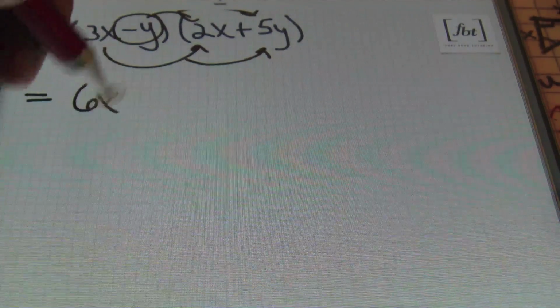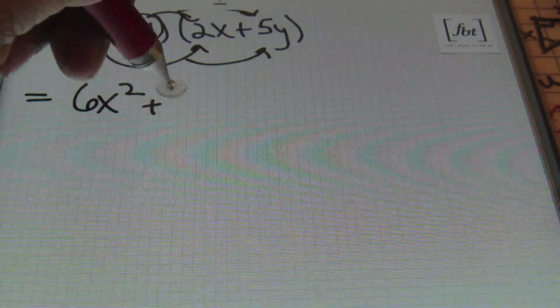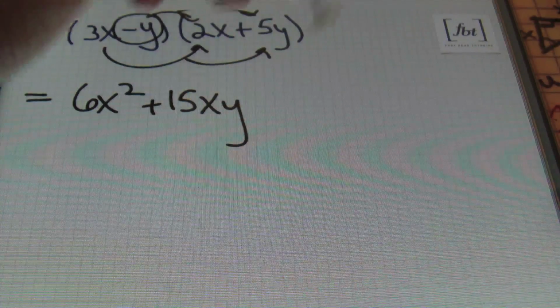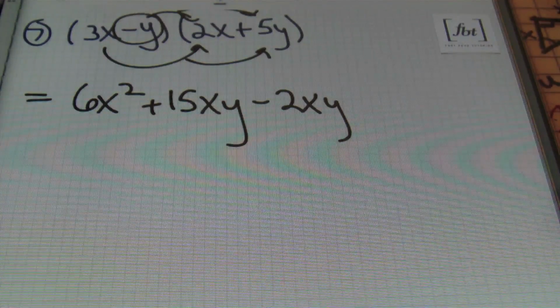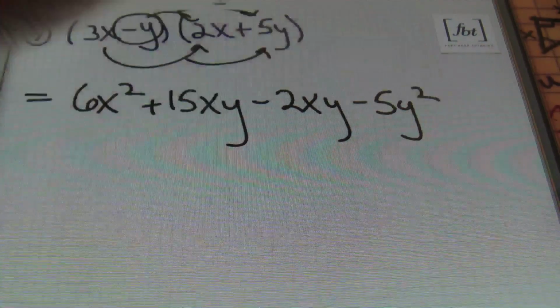That gives me 6x squared. I then have 3x times 5y, which gives me a positive 15xy. Then multiplying negative y times 2x, that gives me a negative 2xy. And then finally, negative y times 5y gives me a negative 5y squared.